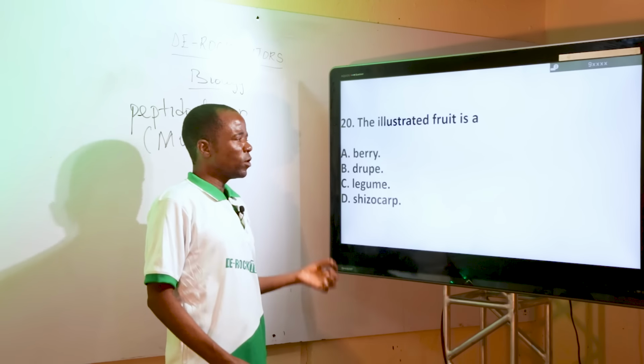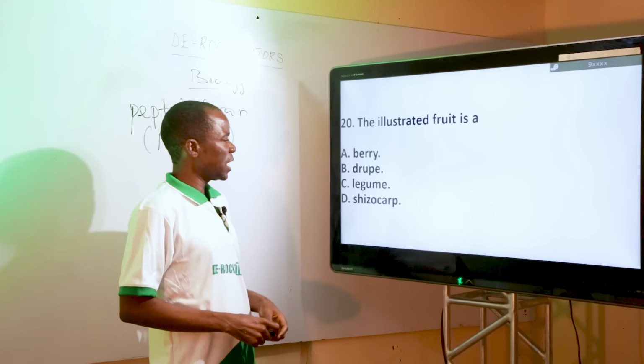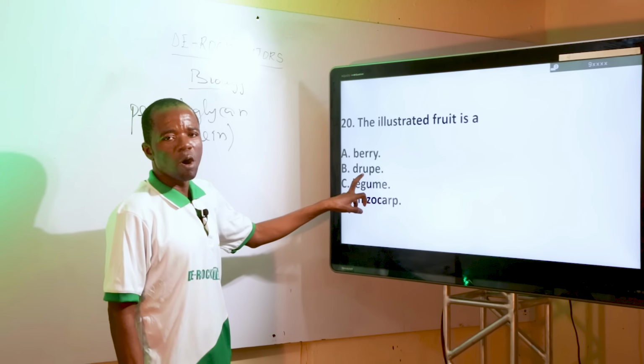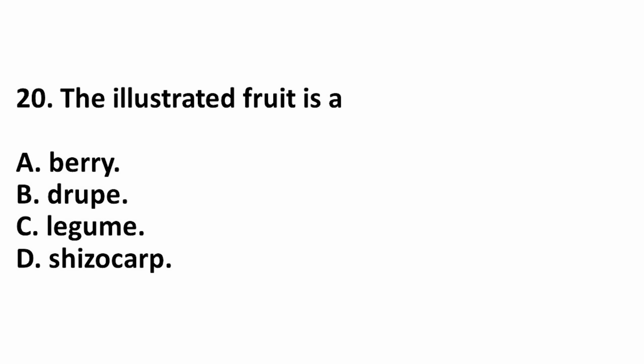An orange belongs to the class of fruit regarded as a berry. Mango, on the other hand, is an example of a drupe. So the correct answer for this is a berry. Let's go to number 21.